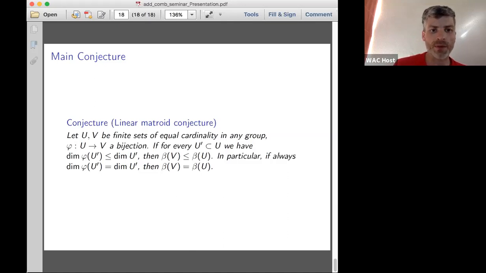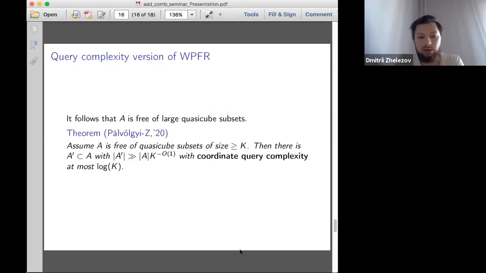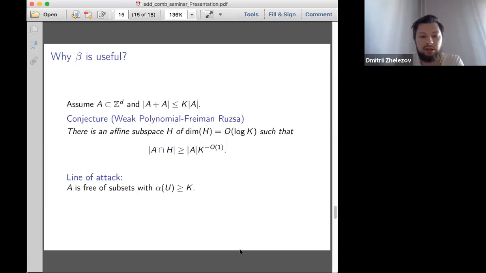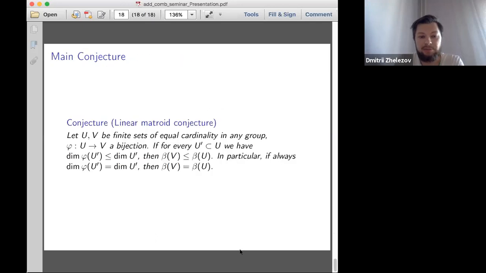So perhaps I could start with a not very low-level question. Can you just go over again what this linear matroid conjecture would give you with respect to previous results, how it would improve previous results? I don't have any exact statement, but it would definitely help more or less straight away in the applications in combination with the subspace theorem.